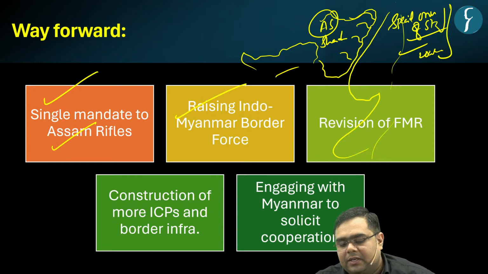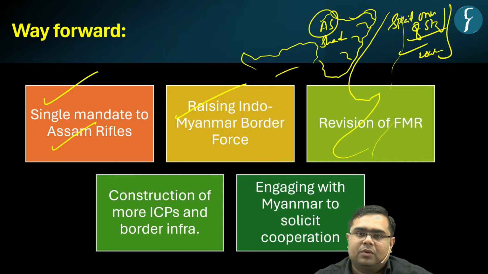Second recommendation in this context has come straight away from the proposal to the Cabinet Committee on Security, that there could be a proposal to raise an Indo-Myanmar border force on the lines of the Indo-Tibetan border force. This would obviously not be a new force. Various battalions would be drawn from first Assam Rifles and second ITBP, right? And subsequently they will be merged to create an Indo-Myanmar border force, right? And it would lead to better border management.